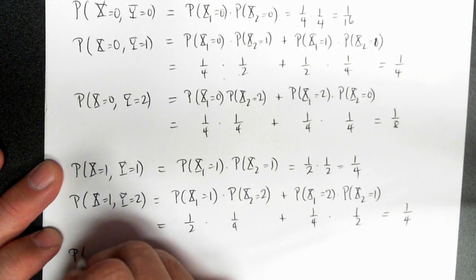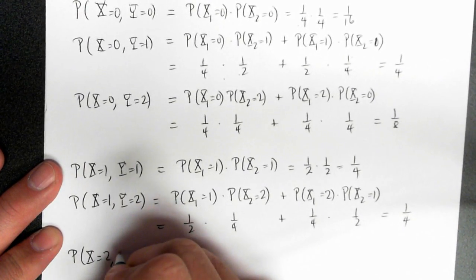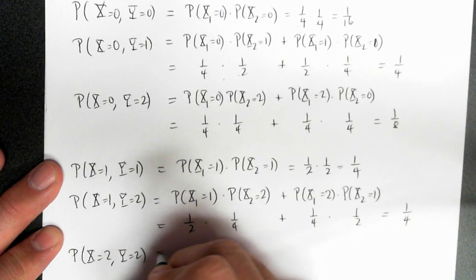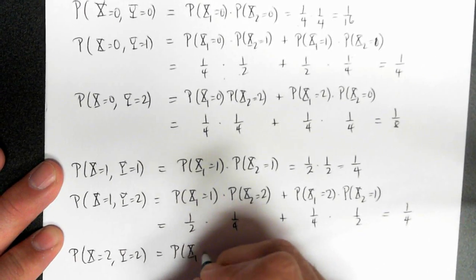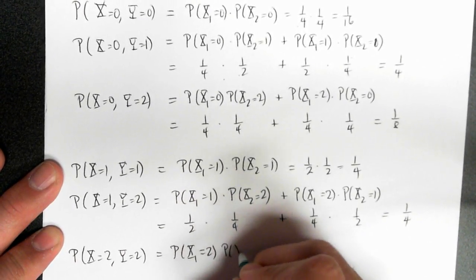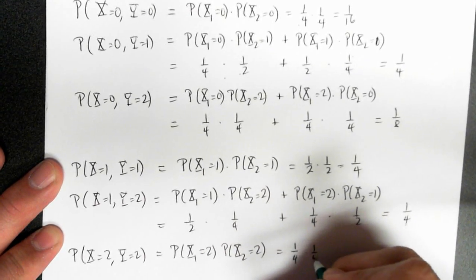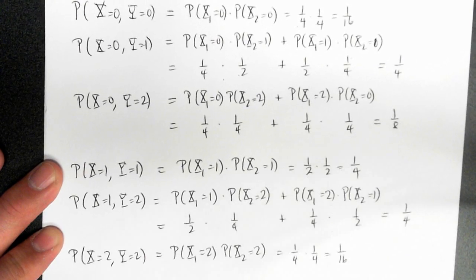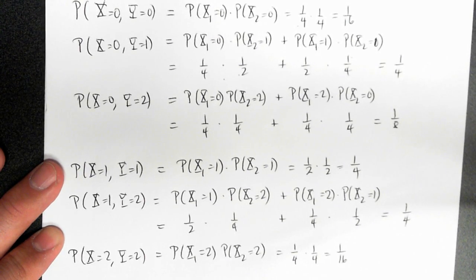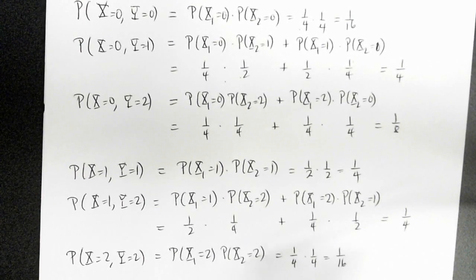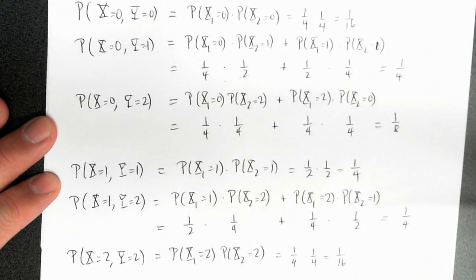And finally, the last possibility is that the minimum is 2 and the maximum is 2, which means that there were 2 heads from the penny as well as 2 heads from the quarter. And the chance of that happening is 1/4 times 1/4, which is 1/16. So that is the joint distribution, these 6 possibilities.